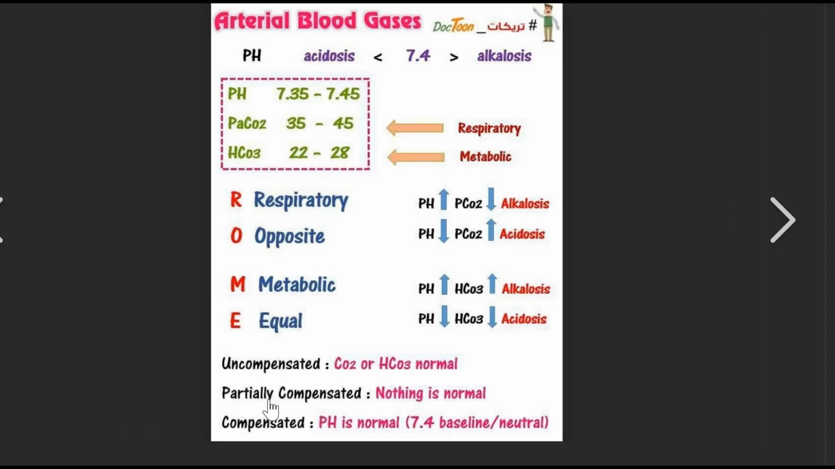So what is partially compensated? Nothing is normal. All three values are abnormal. Whereas compensated means the bicarb and the CO2 level are abnormal, but the body tried to fix the pH. That is fully compensated. So along with interpreting ABG, you have to know what is uncompensated, partially compensated and fully compensated. Uncompensated means the third value is normal. Partially compensated is nothing is normal. Fully compensated means the pH is normal.